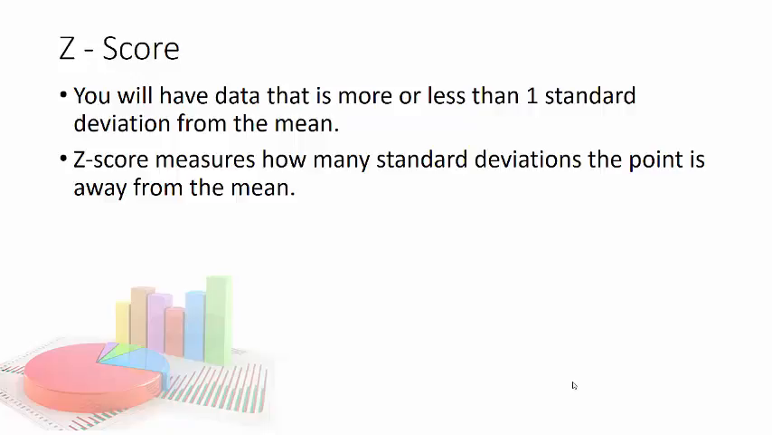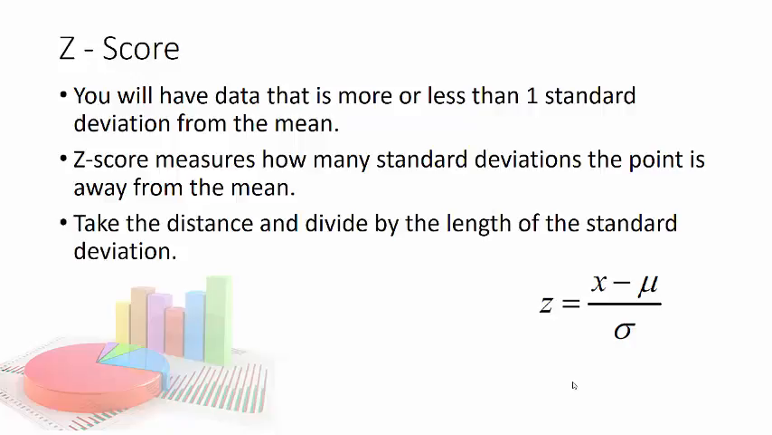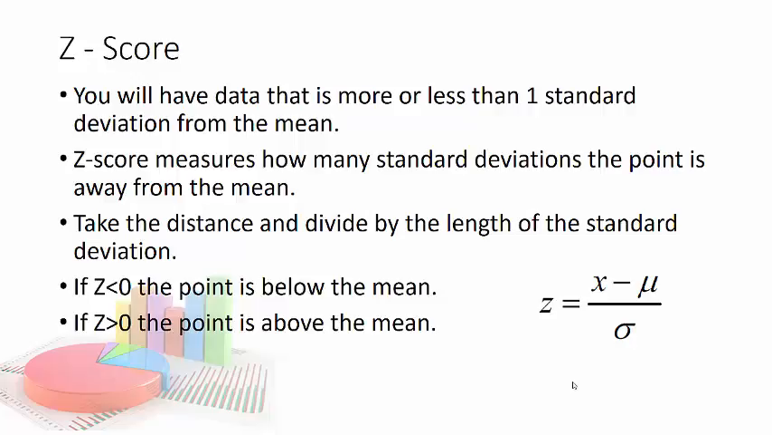And there's a formula, and actually this is not on your AP math chart, so you should memorize this, but it's not real hard. Basically, the z-score is: take the distance between the mean and the point and divide by the length of the standard deviation. If z is less than 0, the point is below the mean. If z is greater than 0, the point is above the mean.